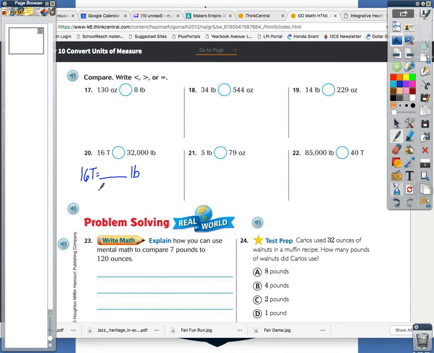If we're multiplying from larger to smaller, we're going to multiply times 16 because that's our total number of tons. There are 2,000 pounds in a ton. So when we multiply 16 times 2,000, we get 32,000 pounds. The 16 tons we just found out was equal to 32,000 pounds. So now we're comparing 32,000 pounds and 32,000 pounds, and those would be equal. Sorry for all the misspeakings and carelessness on this one.